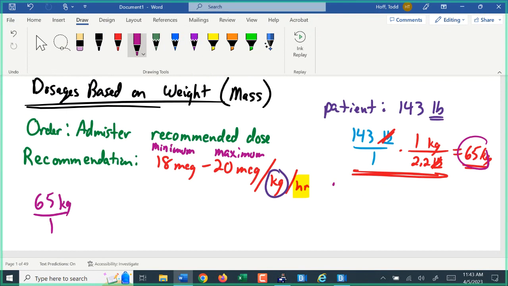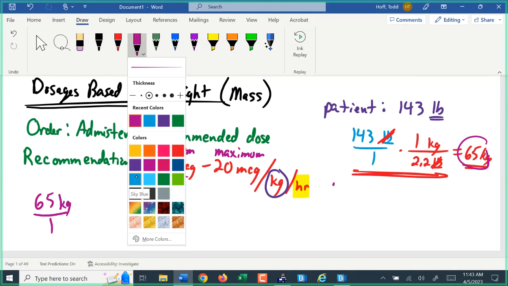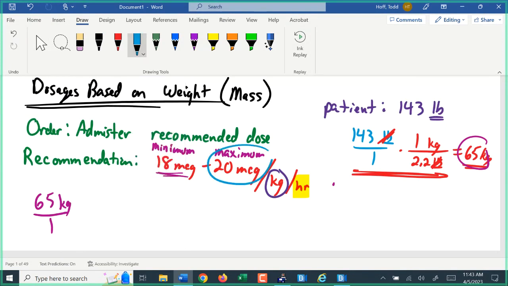We first want to make sure it's not overdosed, and then we'll come back and look at the minimum dose to make sure that it's not too small to be an effective dosage. So we're going to start with that maximum dosage. In this case, 20 micrograms per kilogram. So I put 20 micrograms up here over 1 kilogram. So the kilograms will cancel out.